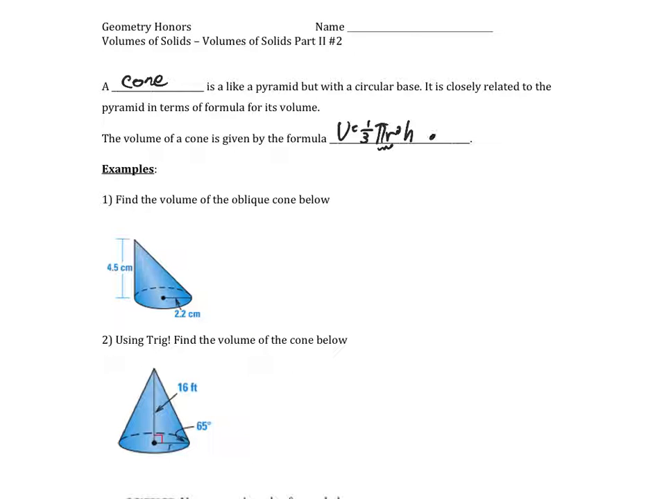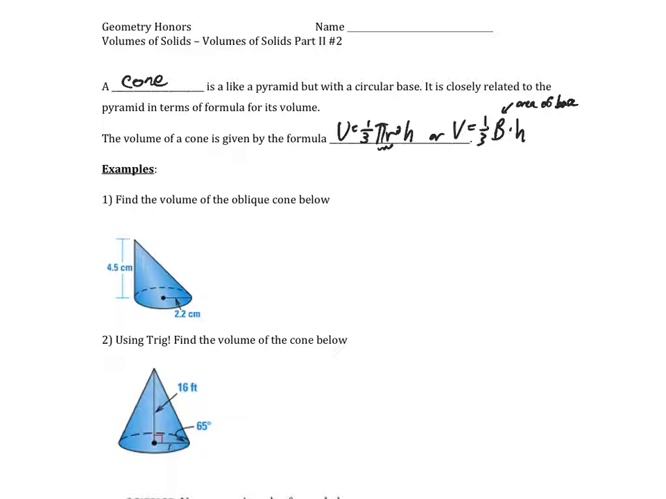So you could also think about it as the volume equals 1/3 times the area of the base, times the height. Okay? So pretty simple, again, pretty similar to the pyramid formula as well. And it makes sense, right? It's a pretty similar shape. So we'll run through a couple quick examples. You'll need your calculators if you don't have them.